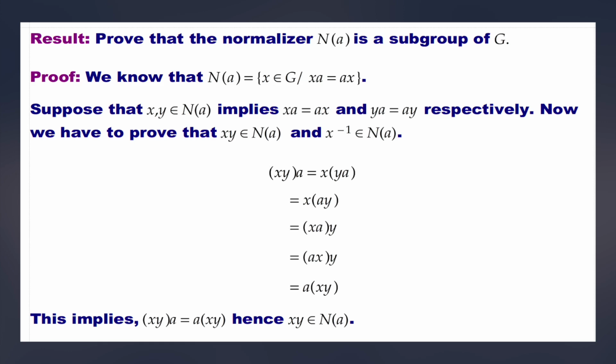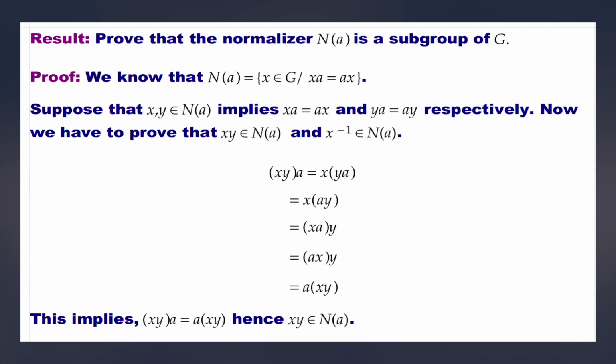The proof. We know that the normalizer of a is the set of x in G such that xa = ax. Suppose that x, y are in N(a), which implies xa = ax and ya = ay respectively. Now we have to prove that xy is in N(a) and x inverse is in N(a). First we will prove xy is in N(a).